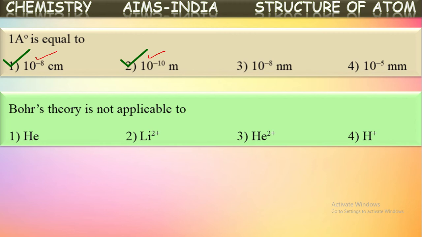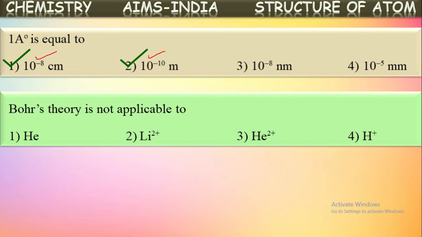Generally, Bohr's theory is applicable only for single electron species like hydrogen and hydrogen-like species, other species which are containing only one electron in them. For those species, Bohr's theory is applicable, but it is not applicable for the multi-electron systems or the systems which are not having electrons.